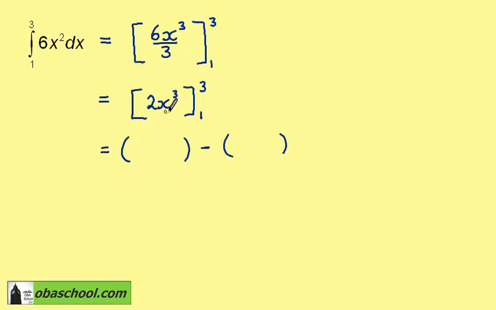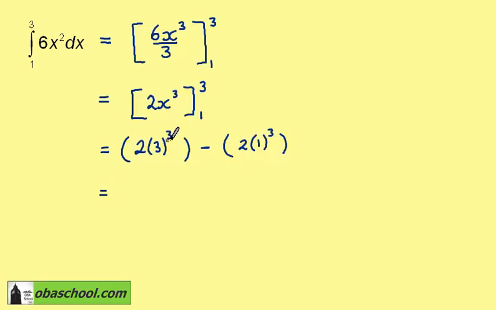The first round bracket takes this expression evaluated with the top limit substituted for x. So 2 times 3 cubed. The second bracket has the expression with the bottom limit substituted. So 2 times 1 cubed.